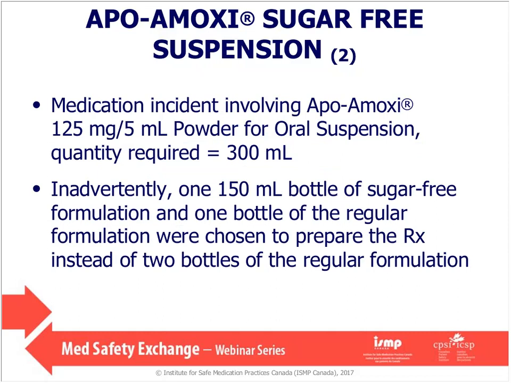The sugar-containing powder requires adding 103 milliliters to the powder to provide 150 mils of volume and a concentration of 25 milligrams per mil, whereas the sugar-free formulation requires addition of 148 mils to provide the same final concentration and final volume. In this incident, both bottles were mixed using the same amount of water, resulting in an incorrect concentration being prepared for one of the bottles.